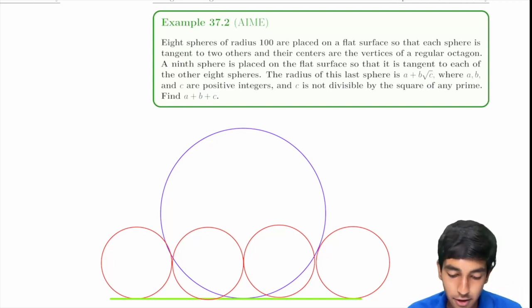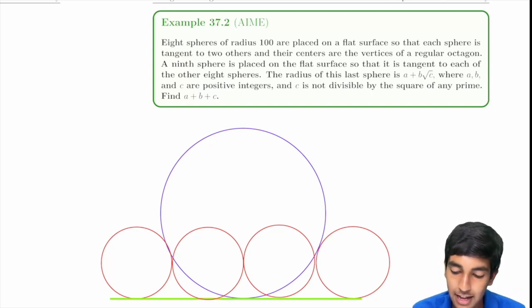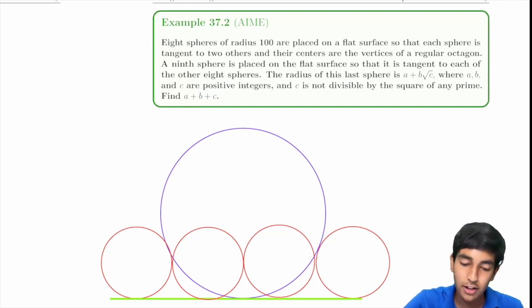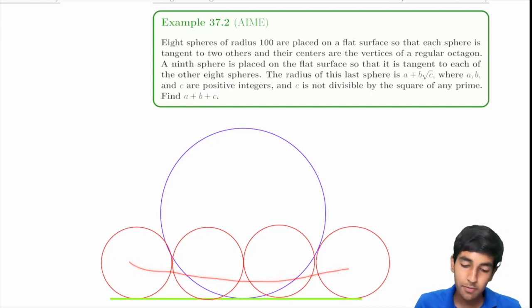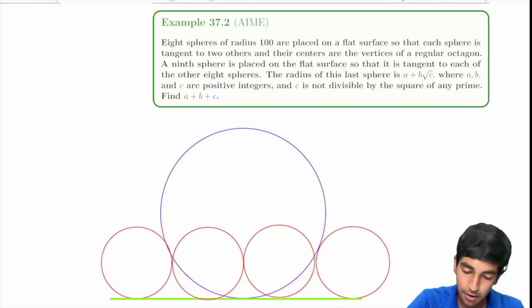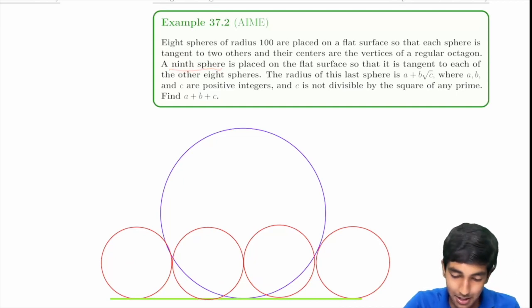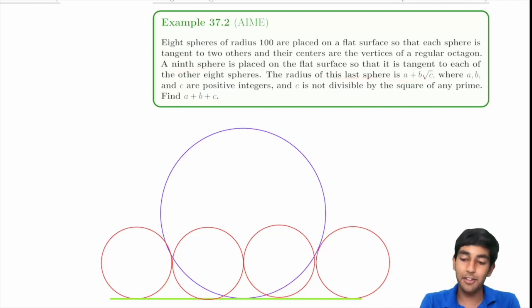8 spheres of radius 100 are placed on a flat surface so that each sphere is tangent to 2 others, and their centers are the vertices of a regular octagon. 9 spheres placed on the flat surface. So as you can see here, I didn't show all of them, but here are 4 of the spheres, and there's a 9th one. And we're asked to find the radius of this last sphere.